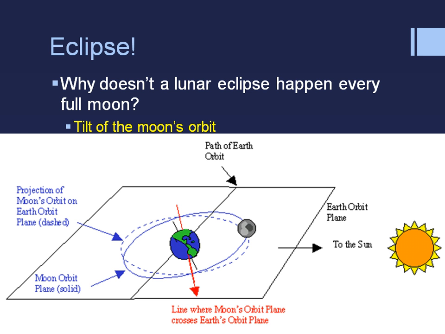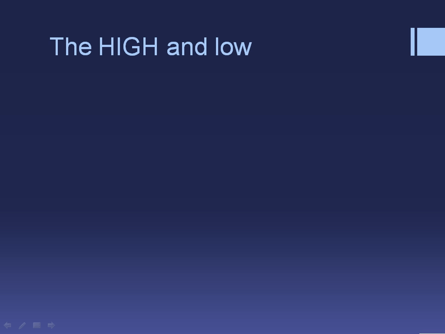Sometimes the moon's higher, sometimes it's lower, and that's why we can get a full moon without having a lunar eclipse, or a new moon without having a solar eclipse. Let's move on to the last investigation for this quiz, and that is the high and low tides.